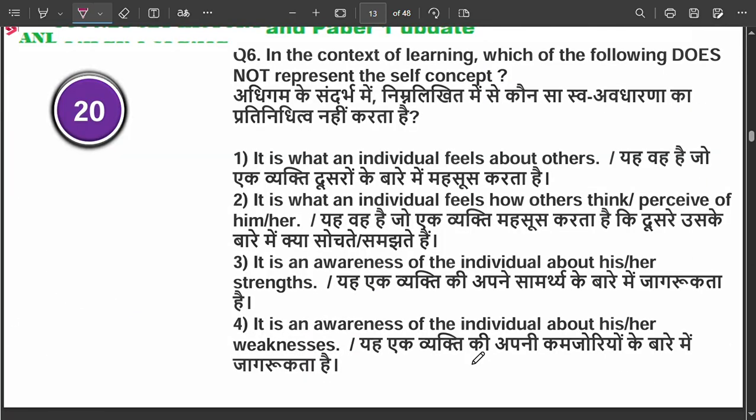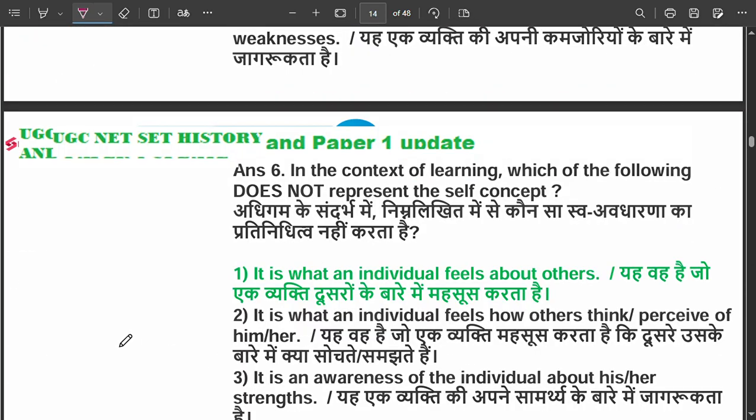Next, question number 6. In the context of learning, which of the following does not represent self-concept? Option A: it is what an individual feels about others. This was the correct answer. This does not represent self-concept.